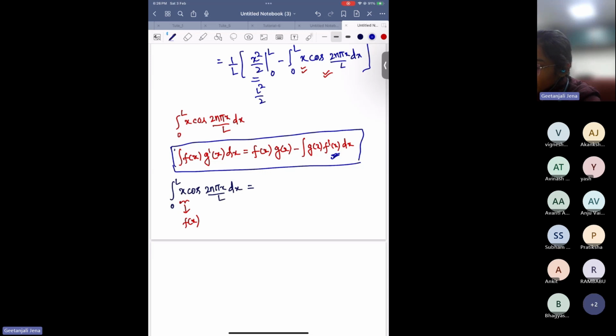Don't take cos as f of x, because if you take cos as f of x, then the derivative of cos will be sine, and this integration will continue for infinity times. So if you want to terminate the equation, you take x as f of x and cos as g dash x, so that this term will give 1 in this equation.